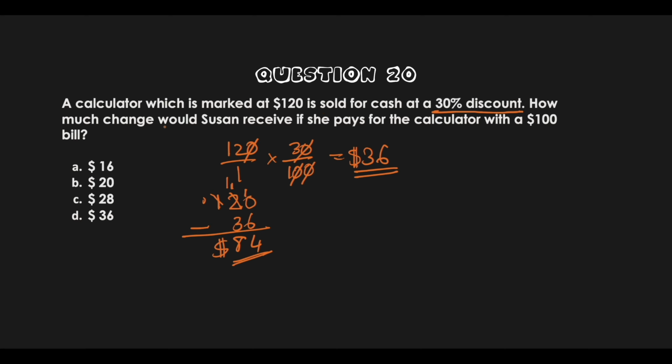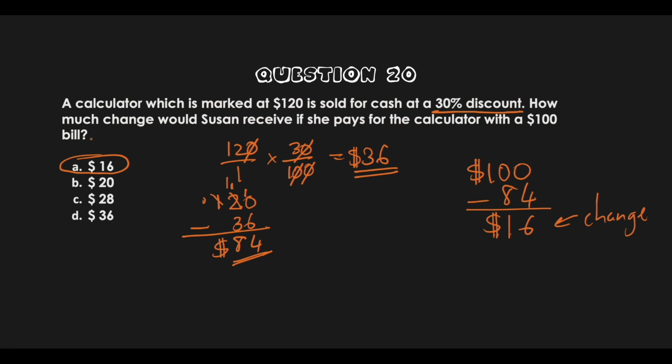Now it says how much change would Susan receive if she pays for the calculator with a $100 bill. So a $100 bill, and we're subtracting from that $84. So this is basically going to give us $16. So $16 was the change. So we have 16 right here, and that's our answer.